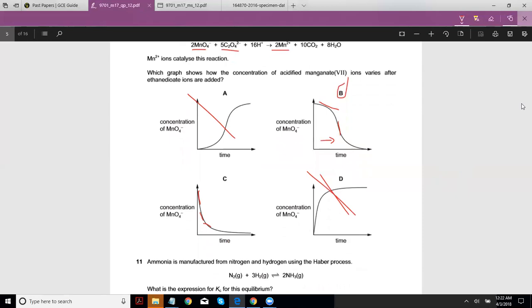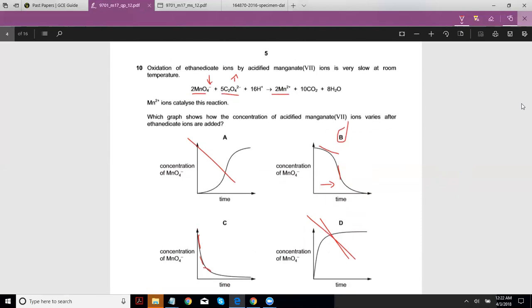10B. It looks like a second order or third order reaction. It's so steep. Let's not put A2 into this.